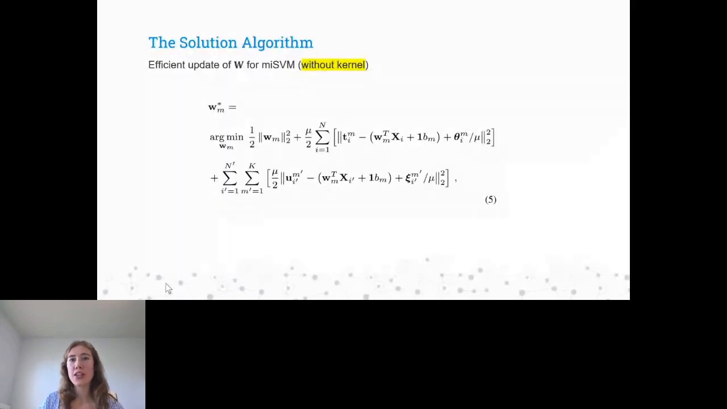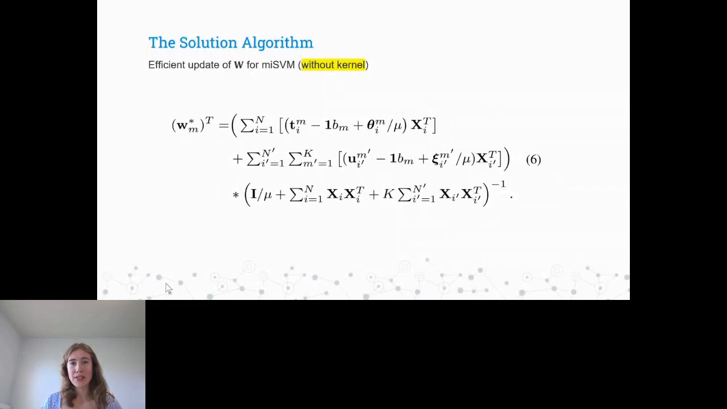In this section, we derive the efficient solution algorithm to minimize the objective in the previous slide. We discard all the terms that do not include W, and we optimize the columns of W separately by solving these K problems for m equals 1 through K. Here, N prime is the number of bags which belong to the nth class, and I prime denotes the indices of column blocks of X. Next, if we let the derivative of this equation, equation 5, with respect to W_m equal 0, we attain this closed form solution, which is the efficient update of W for MISVM without a kernel.